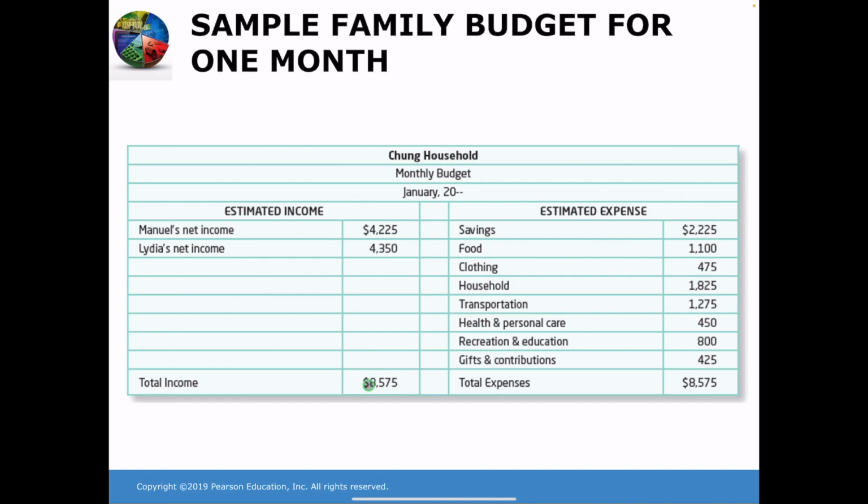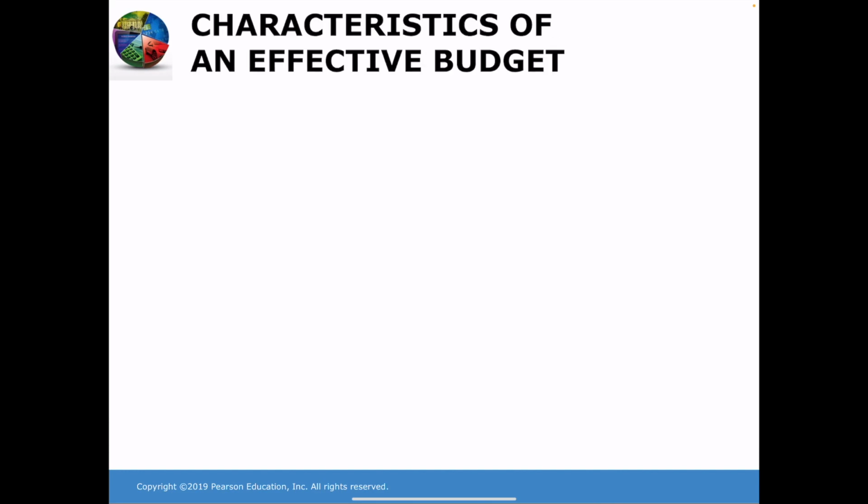They just list all their income and they list their expenses and they keep track of it. This was in January. And again, before this budget was made, they kept track of their income and expenses for several months ahead of time. Characteristics of an effective budget.